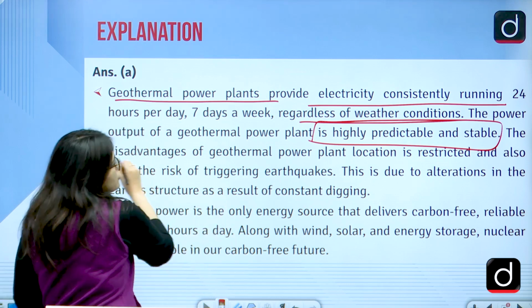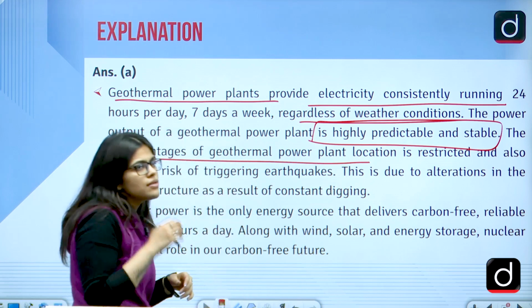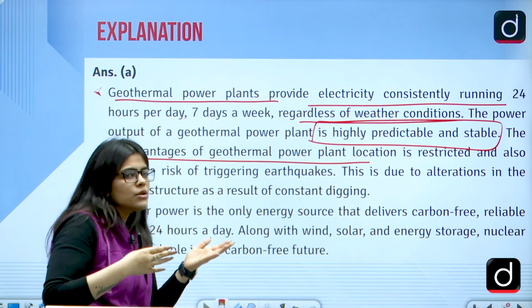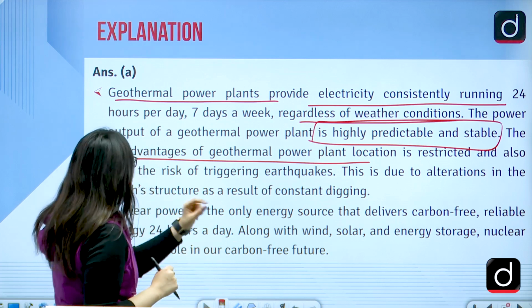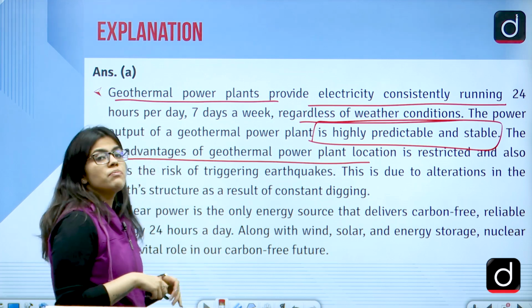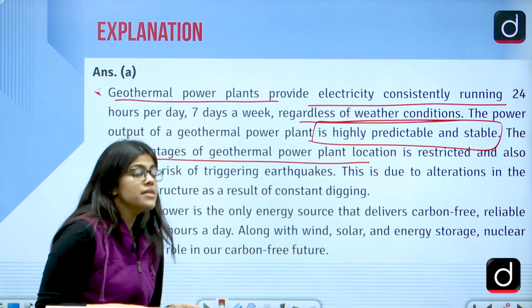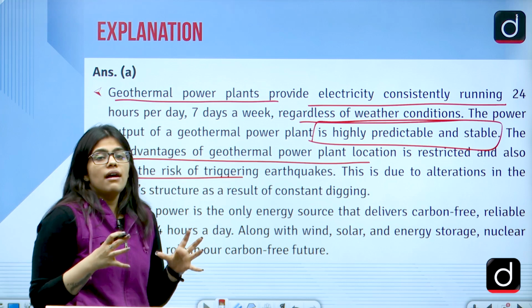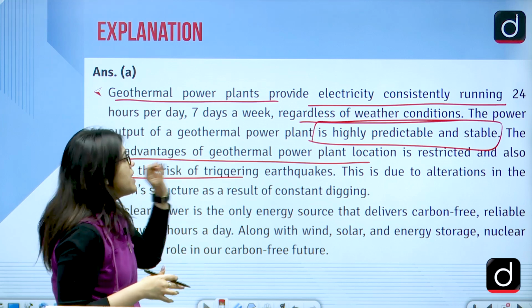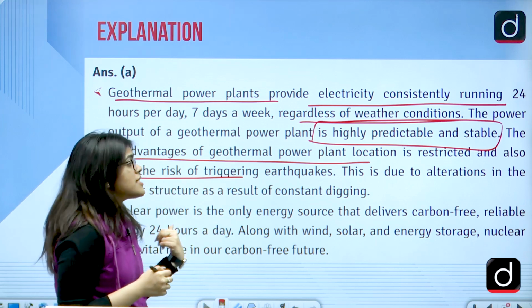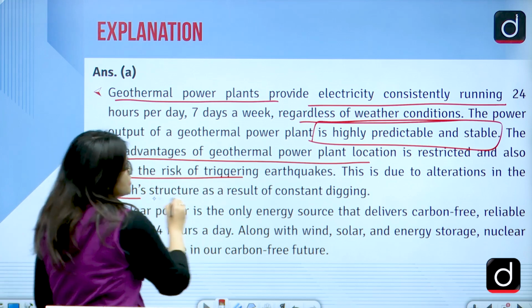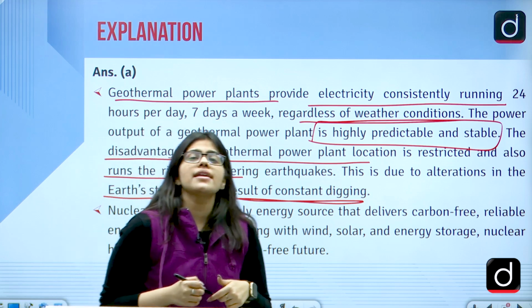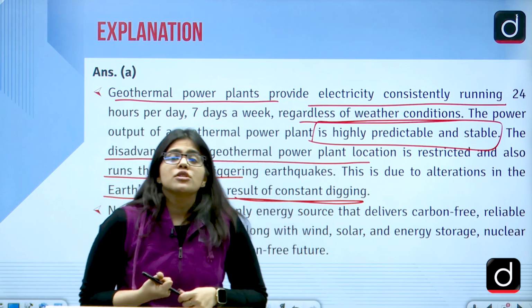The disadvantage of the geothermal power plant is also there, and it is that sometimes because of earthquakes, it can get disrupted. So the disadvantage of the geothermal power plant is that its location is restricted, and it also carries a risk of triggering earthquakes. This is due to the alterations in the earth's structure, and as a result of constant digging, there can be these kinds of problems. So what is happening?